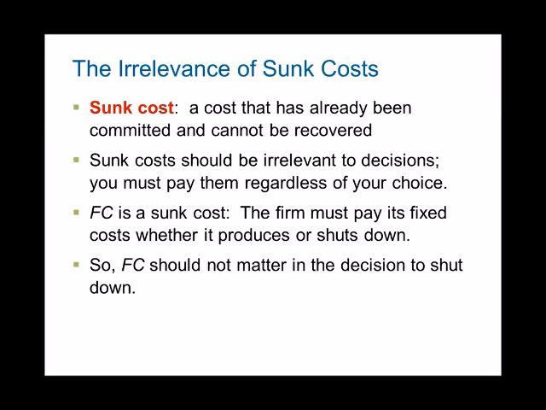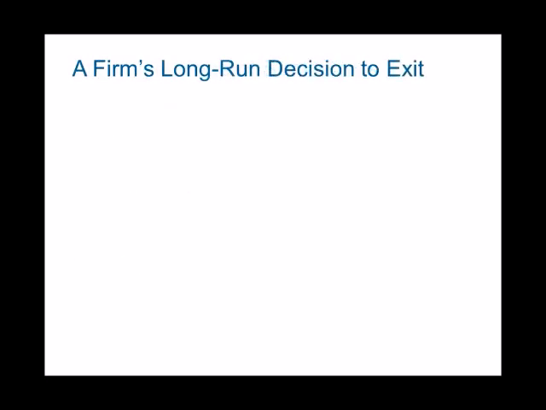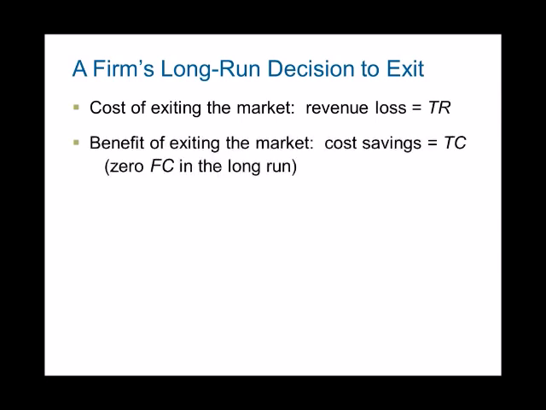So if you're not making any money that is covering your variable cost, if the price is less than average variable cost, you should definitely shut down. When do you exit? If you exit the market, your revenue loss is total revenue, which is price times quantity. You save total cost, so you don't have to pay fixed cost anymore or variable cost. Well, fixed cost is 0 in the long run because all costs become variable.